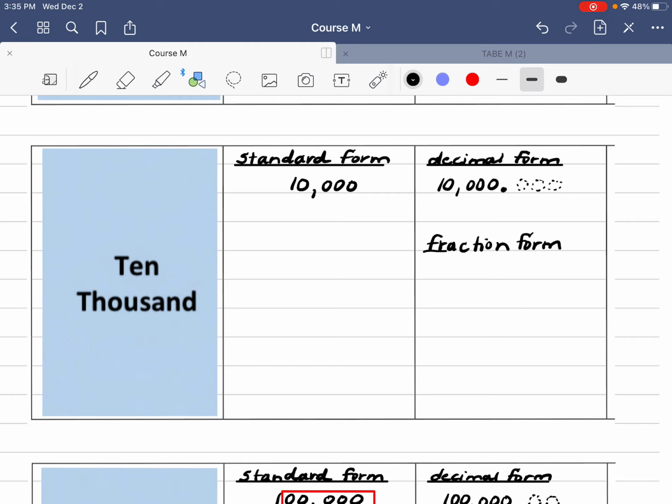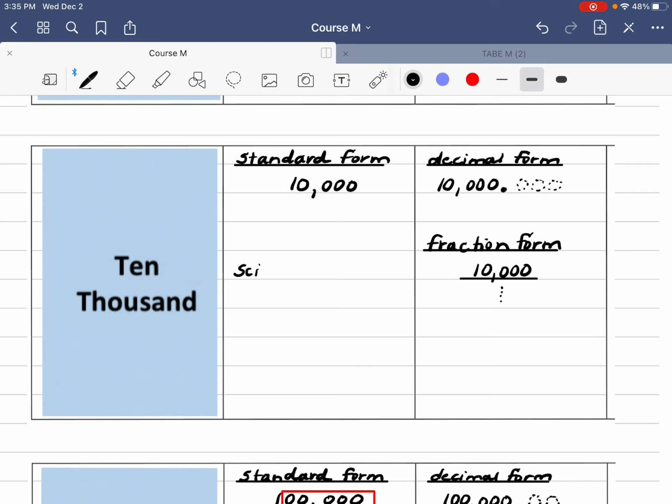So when you do that in fraction form, you take your standard form and give it a denominator. It has to be a 1. You can never put a 0 on the bottom of a fraction. That's illegal in math rules. A 1 is saying 10,000 divided by 1. It does not change the value of your number.